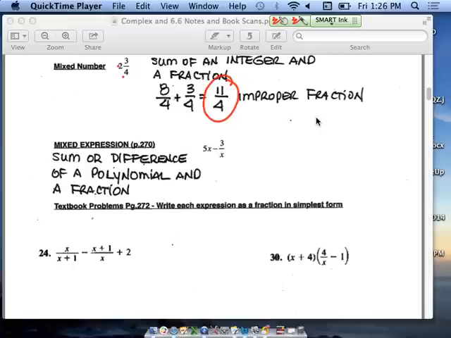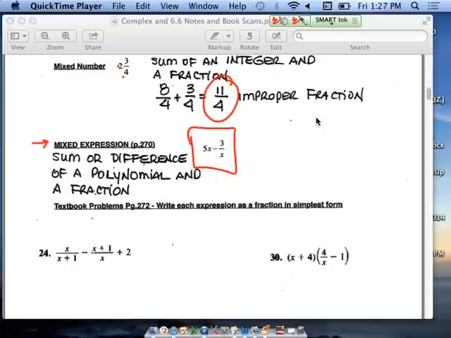Bringing it to this year, a mixed expression is the sum or difference of a polynomial and a fraction. So this is a very simple skill for you. So here's your problem. And your only job is to write this expression over a common denominator.